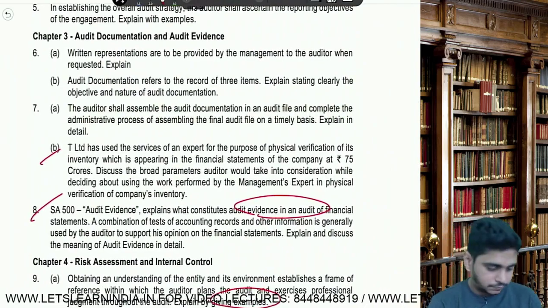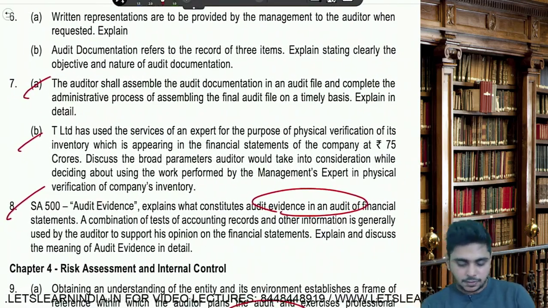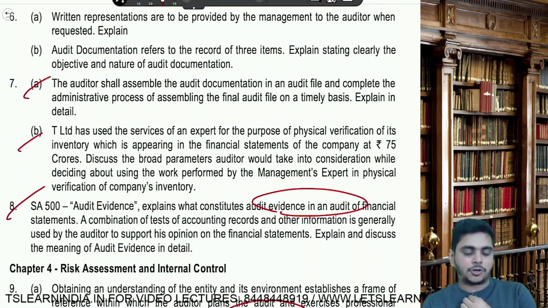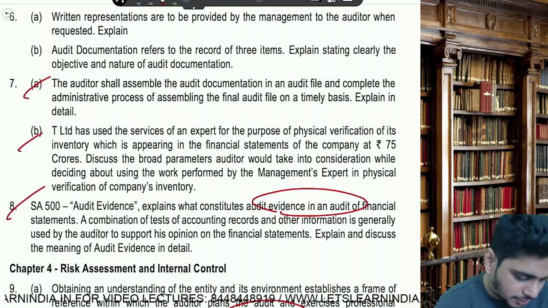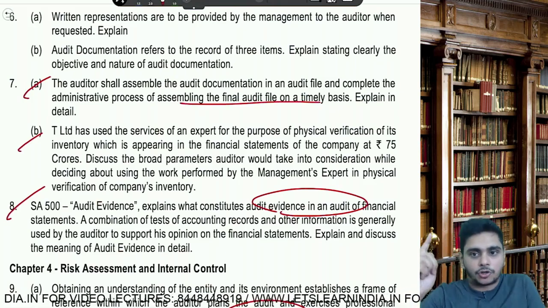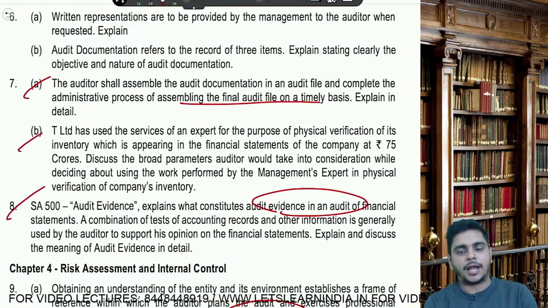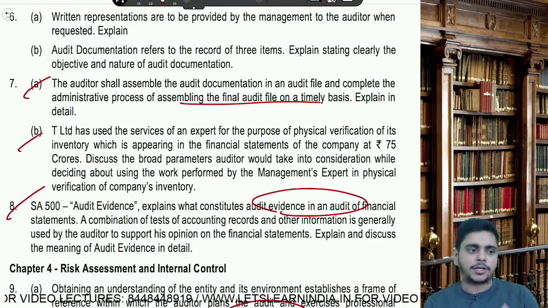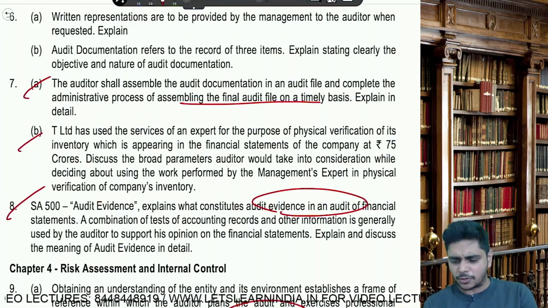7A. It says the auditor shall assemble the audit documentation in an audit file and complete the administrative process of assembling the final audit file on a timely basis. Explain in detail. So audit documentation, maybe we have studied that audit documentation should be prepared and it is the property of the auditor. It should be retained for 7 years from the date of signing of the audit report or group auditor's report, whichever is later, if you remember all this.